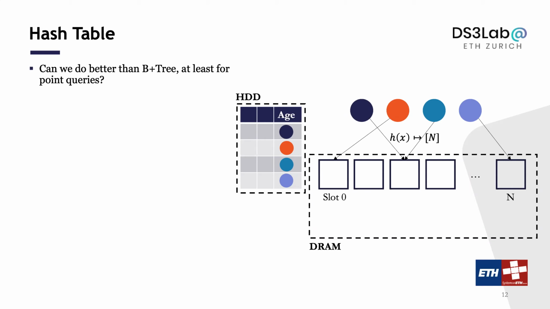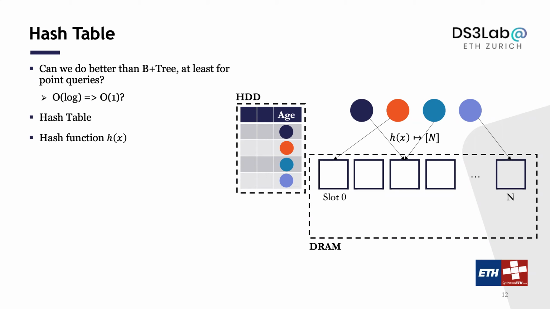So the fundamental question we want to understand is: if you're asking for a point query, that is, I want to say this attribute equals that, I'm trying to find a point in the space. Can we do better than B plus tree? So a hash table is one way for you to do it.